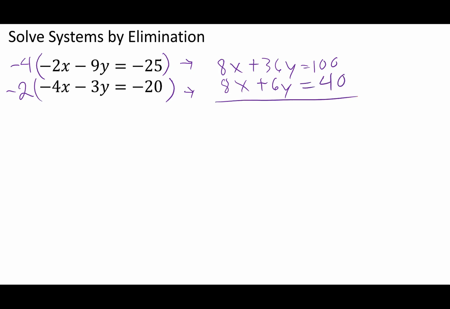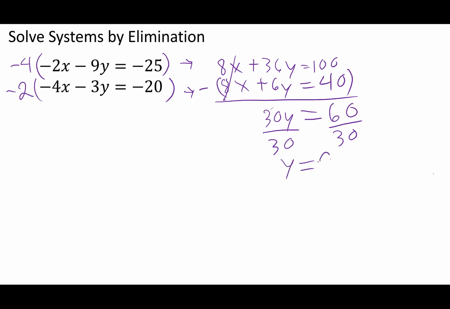Now, okay, so x has my same coefficient. Same signs, we're going to subtract everything. So 8 minus 8 is 0, canceling those out. 36 minus 6 is 30y, and 100 minus 40 is 60. I'm going to divide both sides by 30 to solve for y, and I get y is equal to 2.